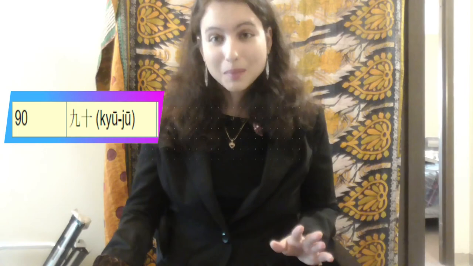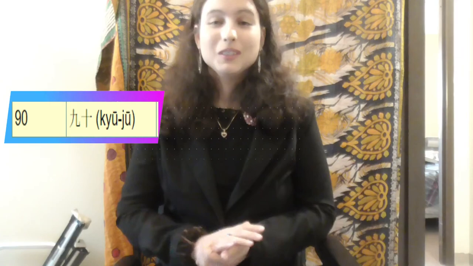So anyways, 80 is hachiju. Hachiju ichi, hachiju ni, hachiju san, and then 89 is hachiju kyu or hachiju ku. And then 90 is kyuju, and this is very easy, because we don't have to worry about 90 being said in two different ways. You only say kyuju, you don't say kuju, you just say kyuju.